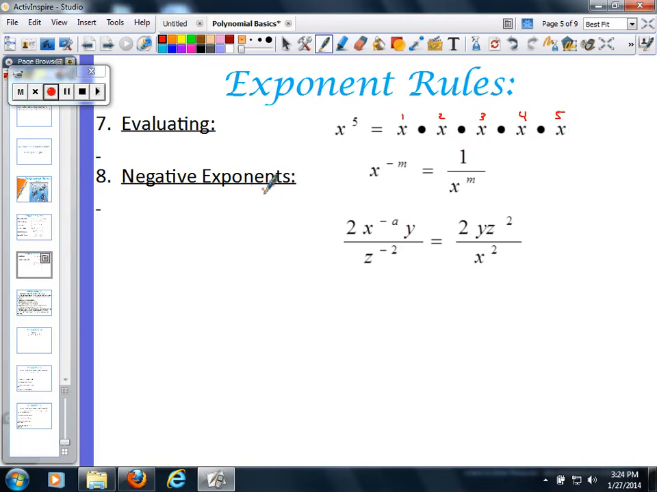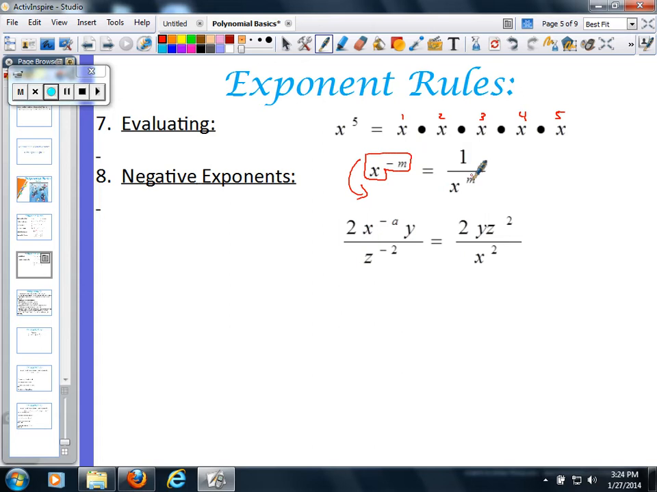The negative exponent rule, I have a very basic one here, and then I'm going to show you a little bit more involved one. So I have x to the negative m power. What happens is I take this here, and I'm going to move it to the other side of the fraction, and the m becomes positive. So this is the same thing as 1 over x to the m power.